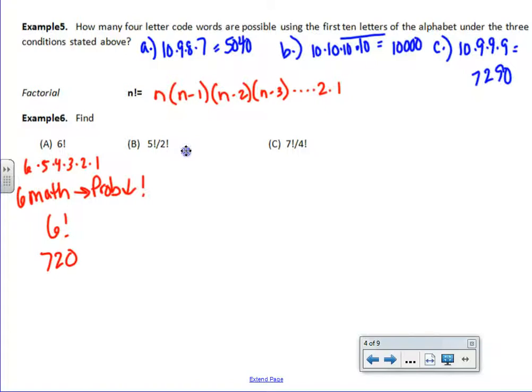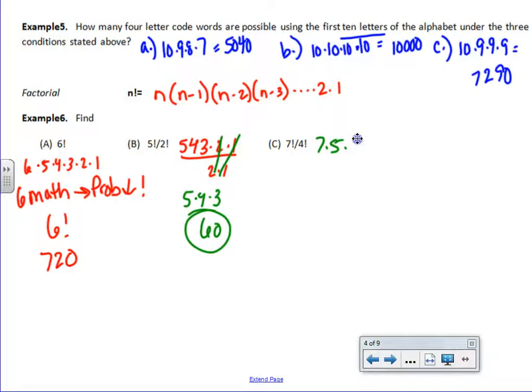5 factorial over 2 factorial, it's actually kind of neat to do this one by hand, because if you put 5 factorial over 2 factorial, you can see that the 2 factorial is going to cancel with its little buddies up top, only leaving you with 5 times 4 times 3. So if you ever find yourself in a situation where you need to do factorials without a calculator, hopefully it's a division of factorials. Same idea with 7 factorial over 4 factorial.